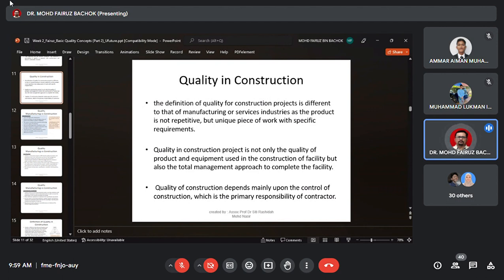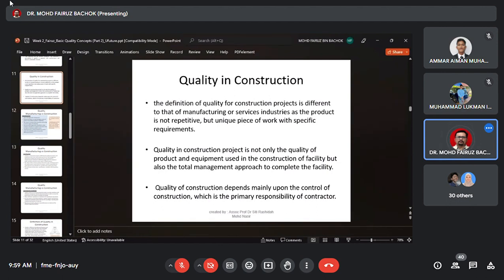Quality in a construction project is not only the quality of the product and equipment used in the construction of the facility, but also the total management approach to complete the facility. So when you do a construction project, it does not rely only on the product, meaning the construction material and equipment, but also on total management effort, because we need to control humans. Humans are not robots. They have feelings, so we need to push them in the right way, otherwise it affects the quality of the work.